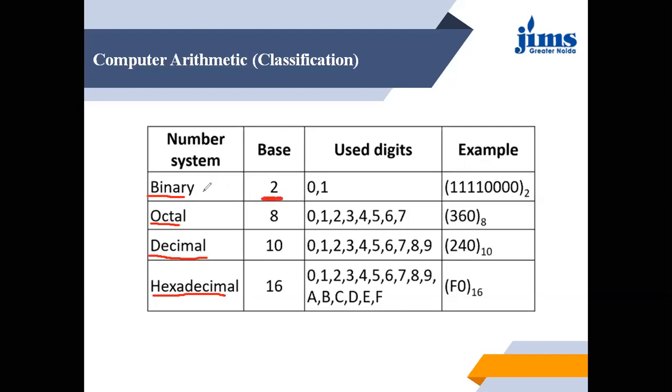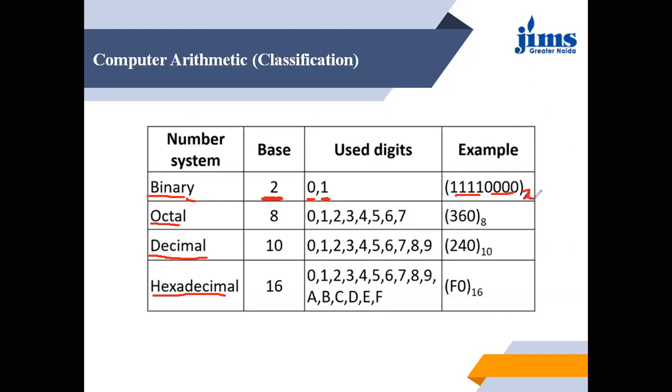For example, in the binary number system, there are two different digits, 0 and 1. Base is 2. It represents that there are two different digits, 0 and 1, and we can represent a number like 11110000 base 2. It represents that we are dealing with a binary number.